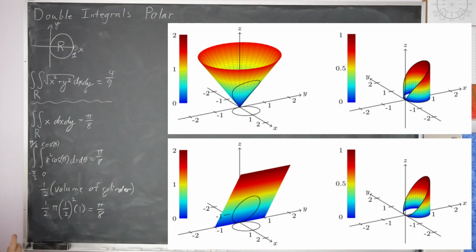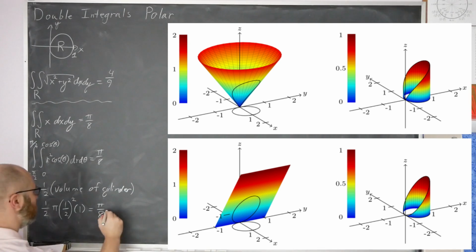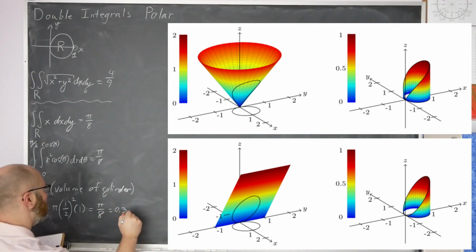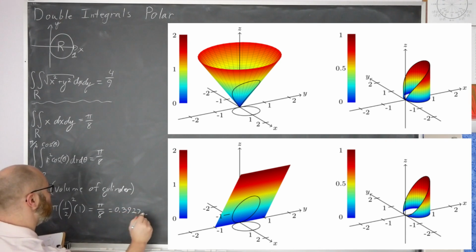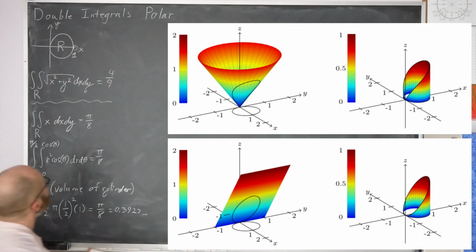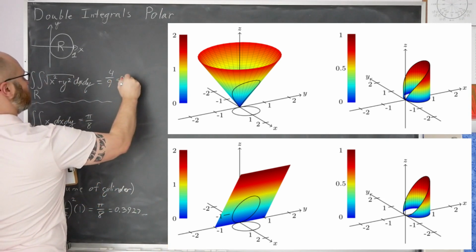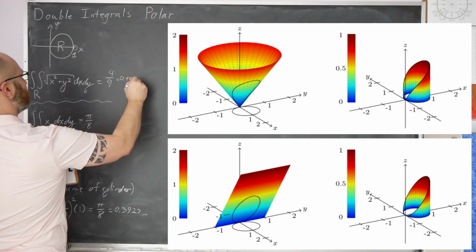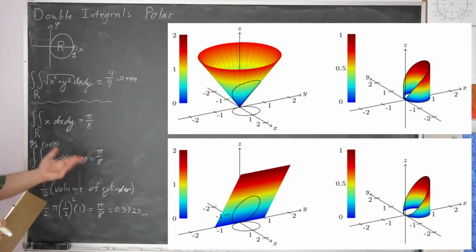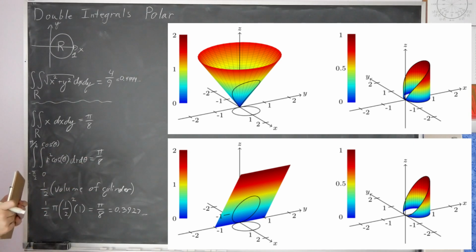Pi over 8 is about, what is that here, 0.3927 dot, dot, dot. The 4/9 is about 0.4444 dot, dot, dot. So fairly close to each other. But again, this is one more example at the chalkboard.